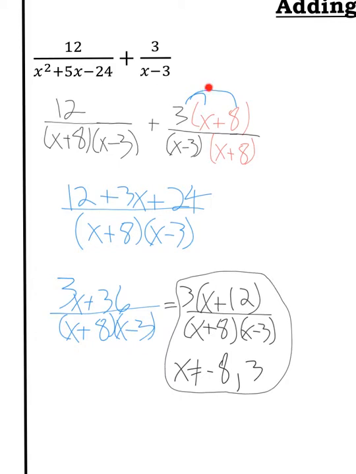And don't forget to distribute. So 3 times x plus 8 makes 3x plus 24. Combine like terms, that makes 3x plus 36. So if I have the bottom factored out, when I get the top, I want to factor that out as well if I can. They have a greatest common factor of 3, so divide each term by 3. That'll leave behind an x plus 12. Nothing ends up canceling, but hey, everything's in factored form on top and on bottom, and x can equal negative 8 or positive 3.